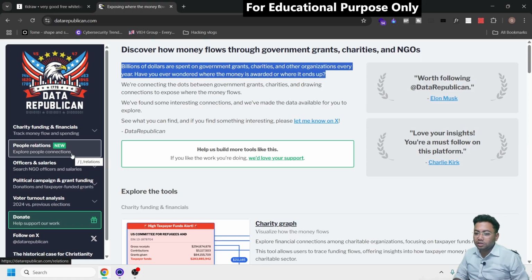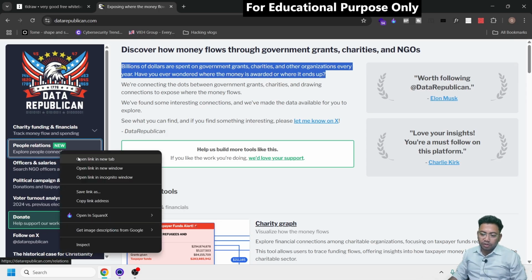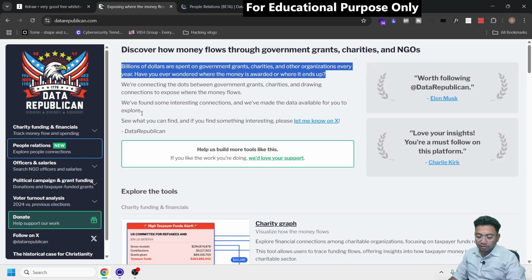For example, there is an organization in the US funding some violent activities in multiple nations. Who is working at the back end? Who are the founding members? Who are the key members working in that organization? You can check all those things from here. Let me open it in a new tab.